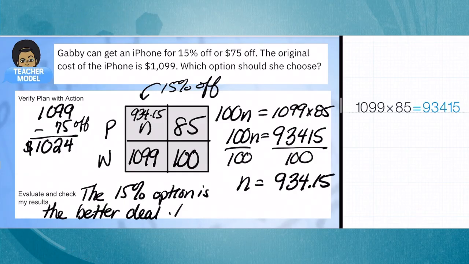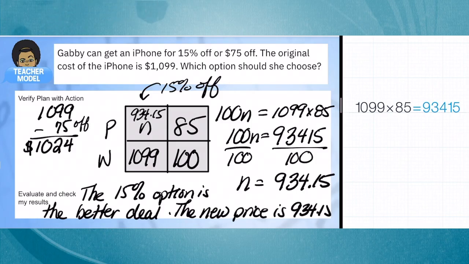It's the better deal. The new price is $934.15. So hit pause and jot this one down in your notes.